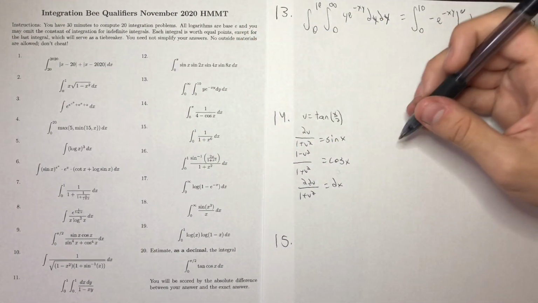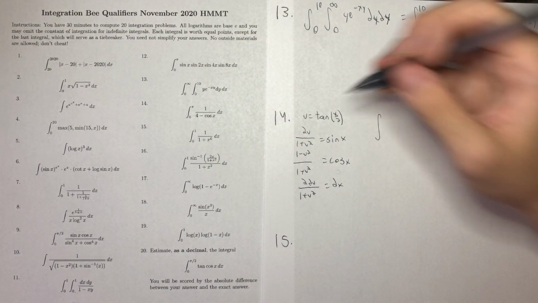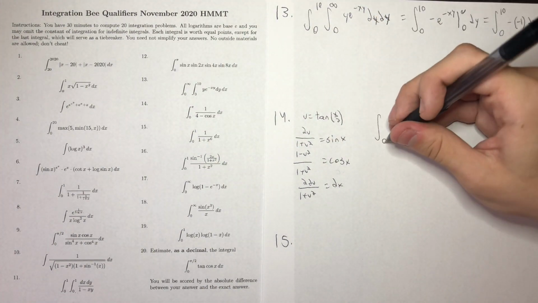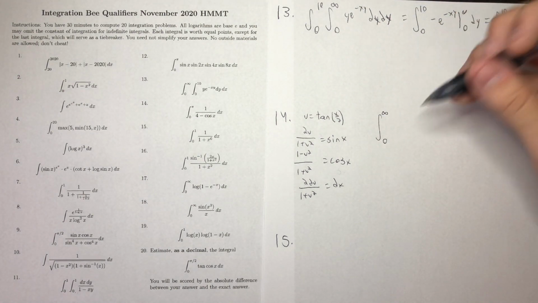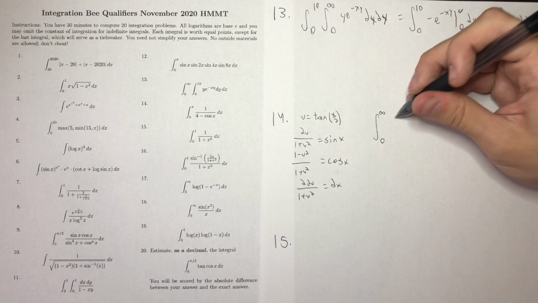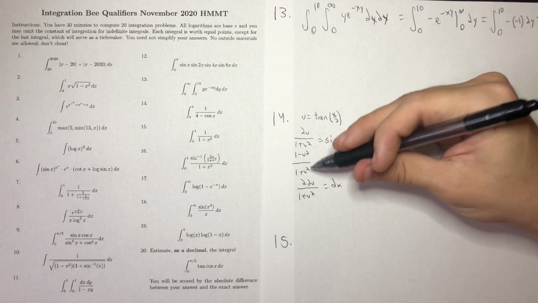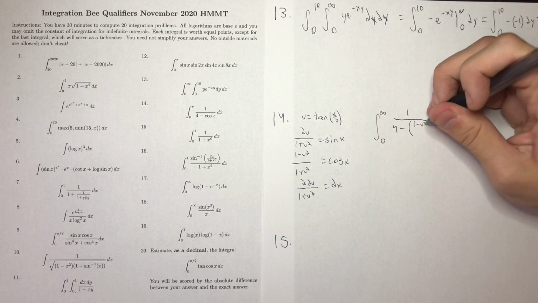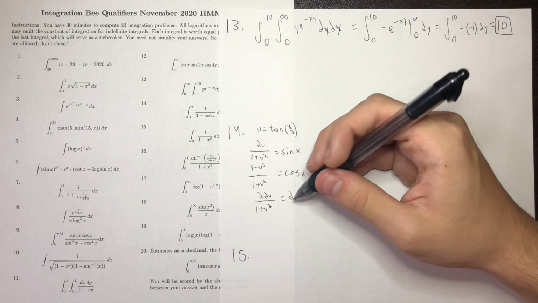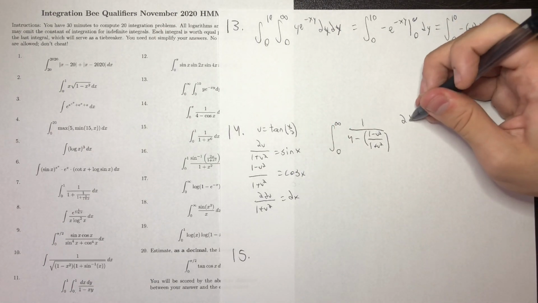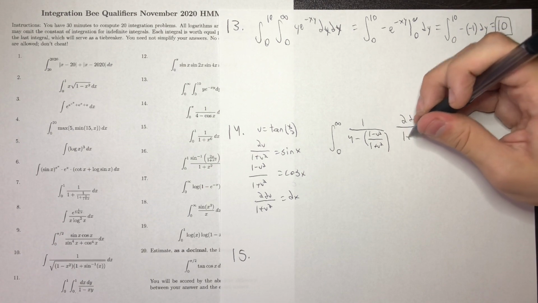So now, plugging this in, problem 14 is going to become the integral. From changing the bounds, we're still going to get 0 from 0. And plugging in pi, we have tangent of pi over 2 is infinity. Okay, so now we're going to have 1 over 4 minus cosine of x, which is 1 minus u squared over 1 plus u squared. And then we're going to have dx is equal to 2 du over 1 plus u squared.